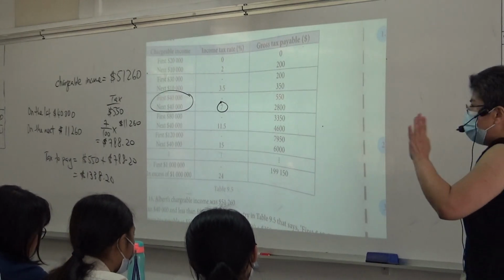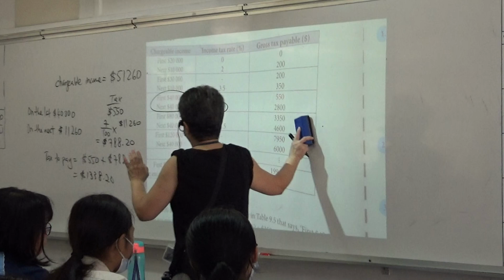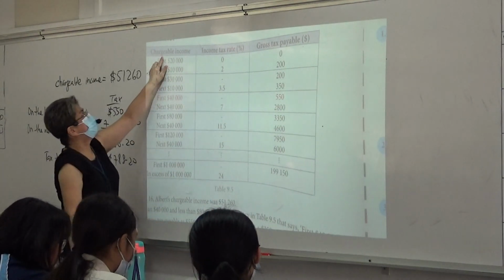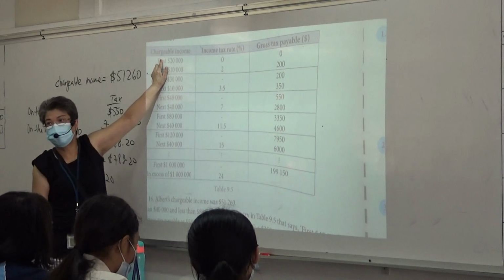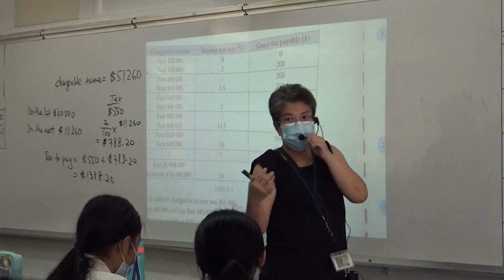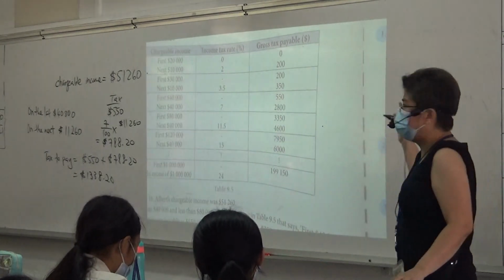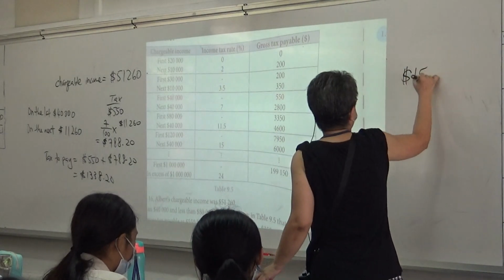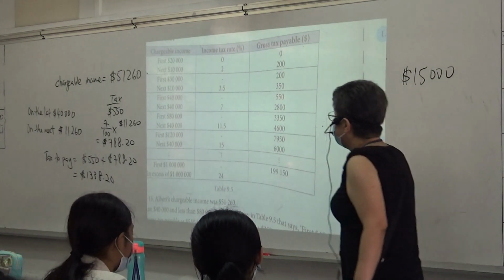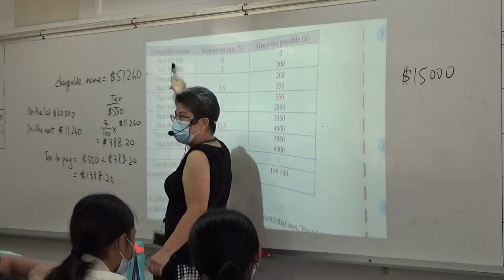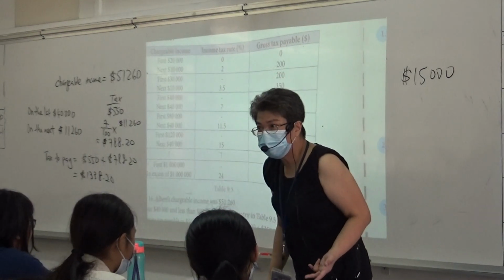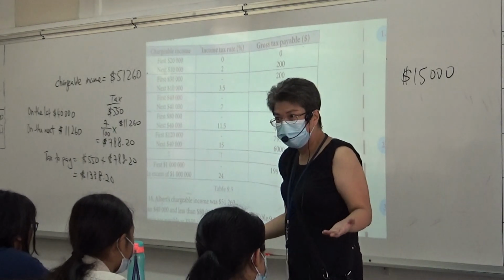This is one thing that I want to show you. Can you look at this title? Chargeable income, right? I want to give you a scenario. Let's say I deduct everything already. If my chargeable income is 15,000, it falls in here, right? So I don't need to pay. No tax, okay?